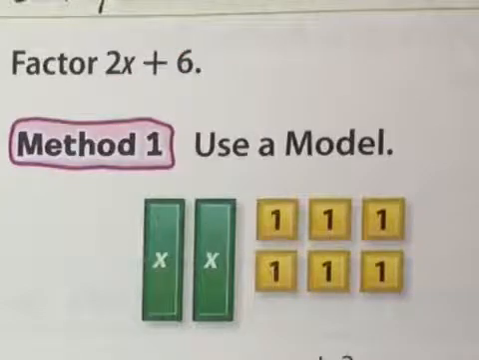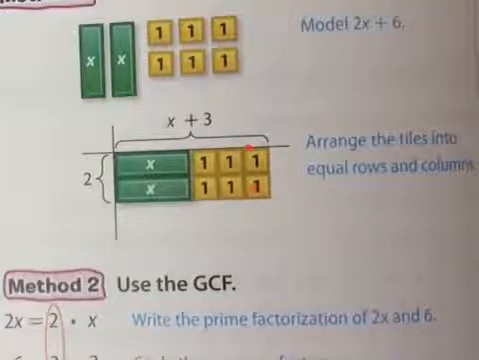If we were to arrange it into a rectangle, and we were looking for its dimensions, we can see that over here we have 1x and 3 singles, right? And over here we have another x and 3 singles, 3 digits. And then on this side we have two of them. We have 1 and 2 rows.